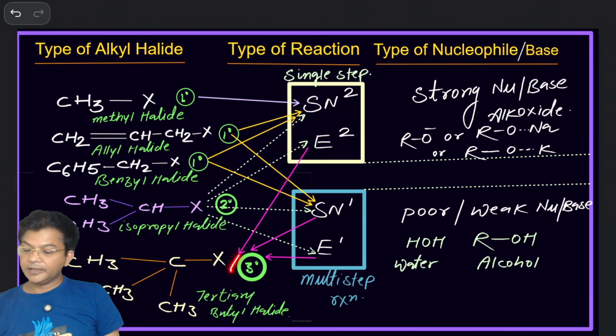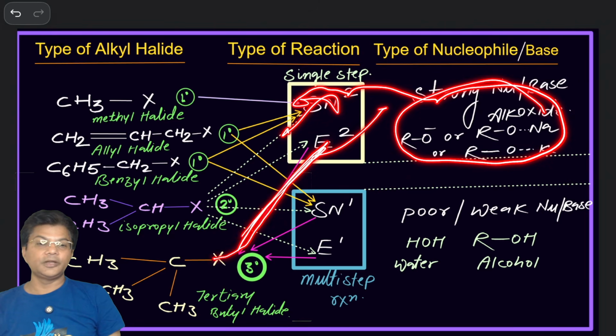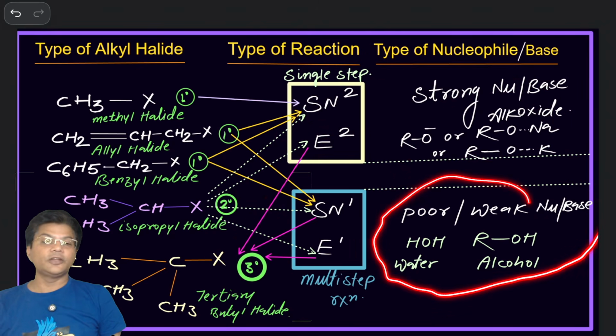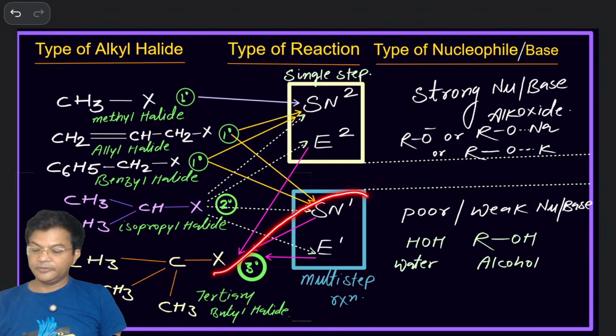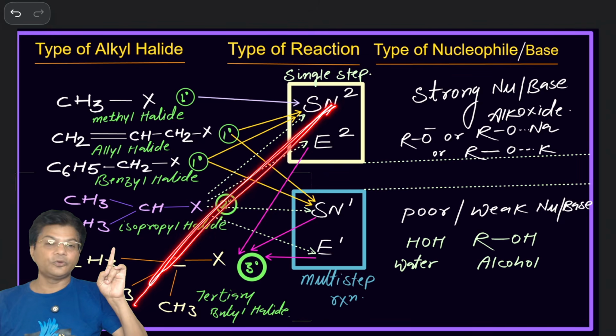Now let's come to the 3-degree alkyl halide. If you are getting a strong nucleophile, that can't do SN2. SN2 is not possible, so only E2. So 3 degree is doing only E2. What if at the same time the nucleophile is poor or weak? It will form carbocation, so it will do SN1 and E1 both. So 3-degree alkyl halide can never show SN2. See, no arrow is coming from SN2.